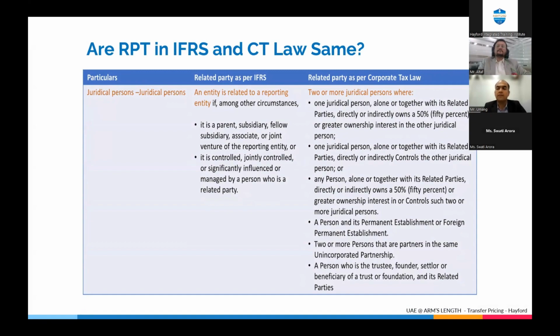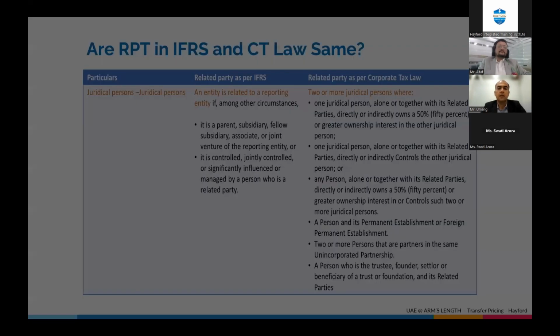So while IAS 24 reporting is being done, with UAE corporate tax law coming into the picture and transfer pricing regulations now becoming applicable, it becomes interesting to have another annexure or schedule which expands this. We're not looking at changing the financials or the reporting per se, but an additional exhibit which would expand the coverage, so that transactions or arrangements with related parties or connected persons, as was discussed earlier, would also be captured from an arm's length point of view.